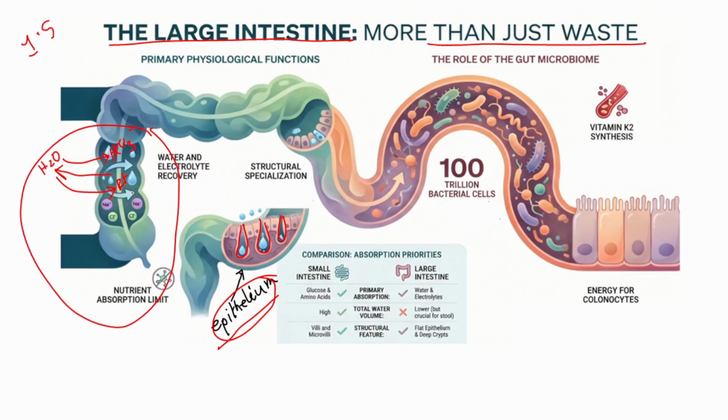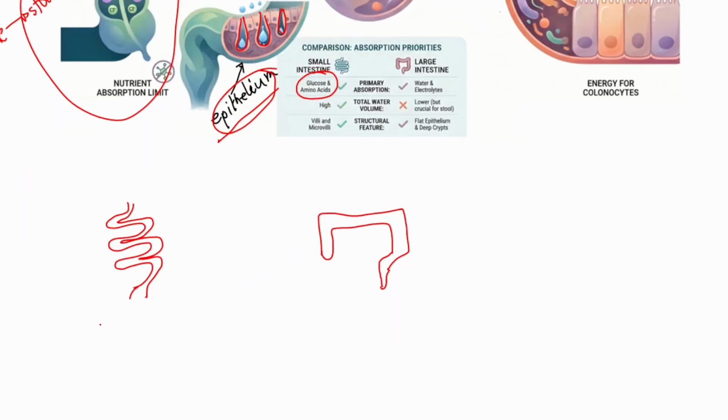However, when we establish a detailed comparison of absorption priorities, we observe a distinct nutrient absorption limit. Unlike the small intestine, which utilizes a massive surface area to maximize the capture of glucose and amino acids, the large intestine absorbs no significant glucose or amino acids. While the small intestine handles a high water volume, the large intestine processes a lower volume that remains absolutely crucial for the final dehydration of stool.